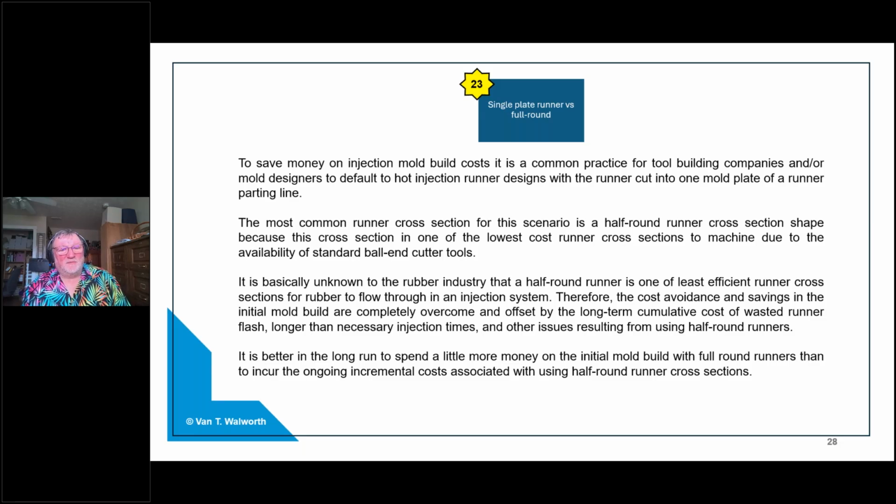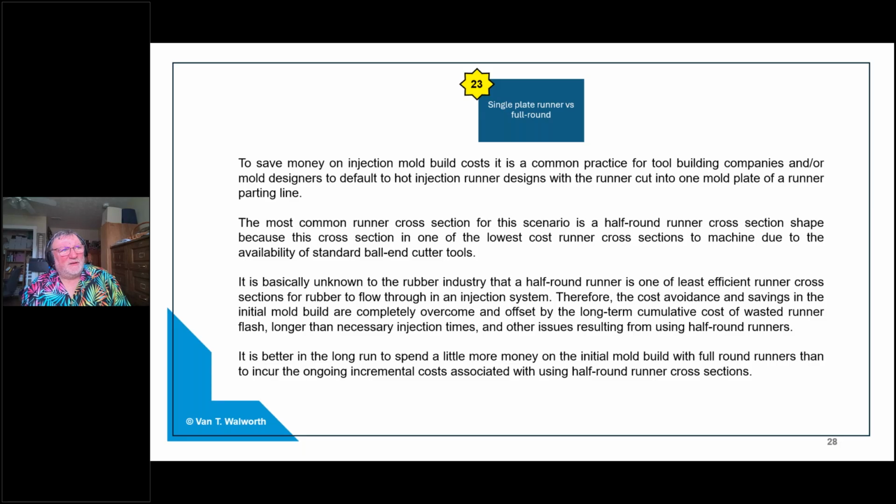when you do that, you're pretty much likely going to end up with a half round runner, because that's easy for the mold builder to use, because we use ball-end mills, and they don't have to have a special cutter. They just use a ball-end mill. What most people don't fully understand is that a half round runner is one of the most inefficient runners for flow that you can make. There are worse ones, but that's one of the more inefficient ones.